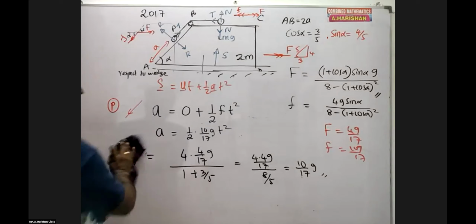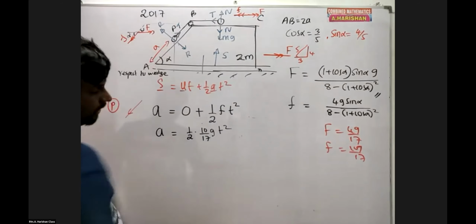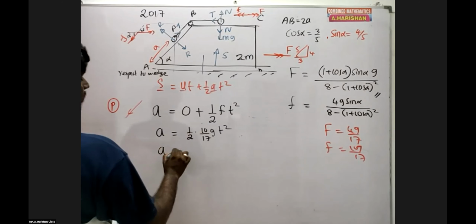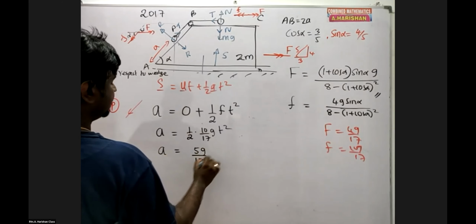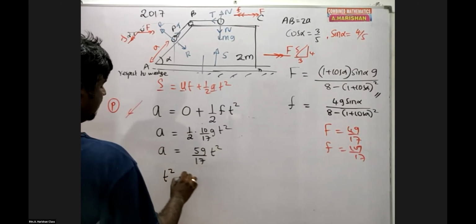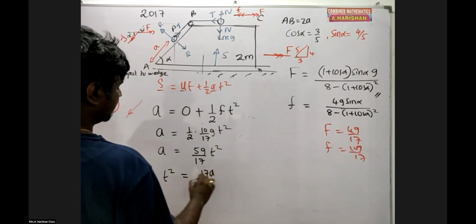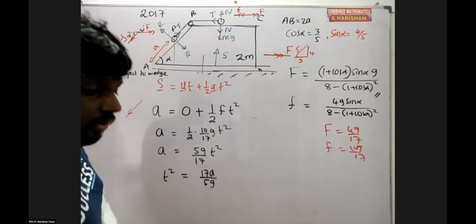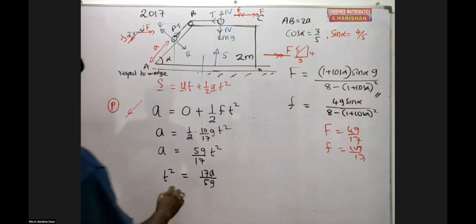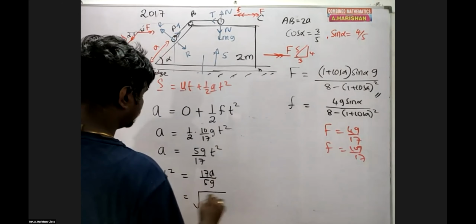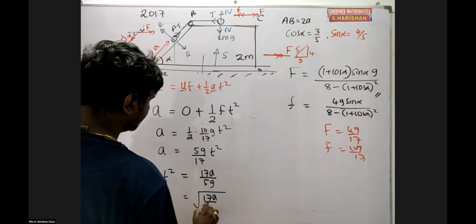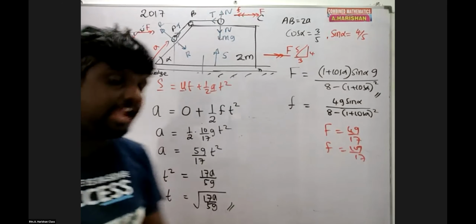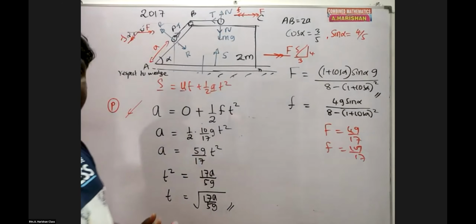Okay, so I erase this part. So this will be 5, and a equals 5g by 17 t squared. So t squared will be 17a by 5g. So is the answer there? Yes, of course, 17a by 5g. And t will be the square root of 17a by 5g. So that is the final answer. So that is the end of the 2017 paper.